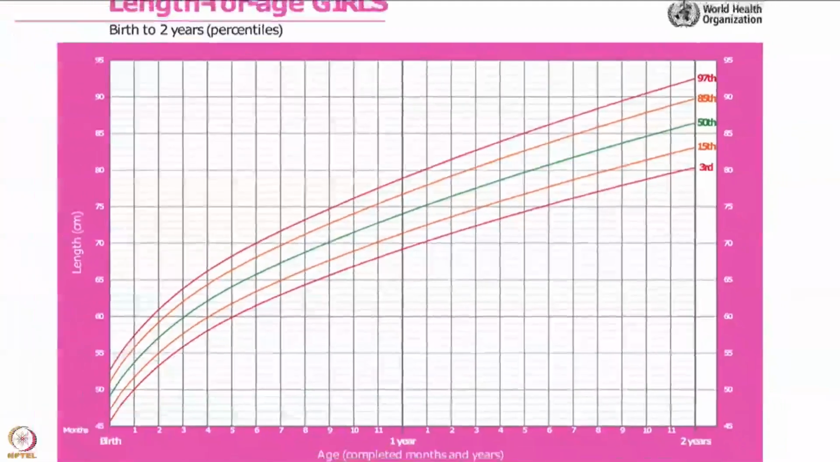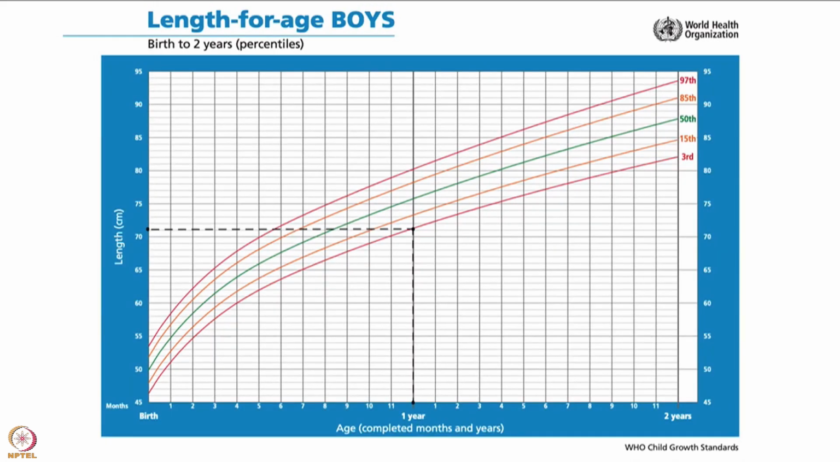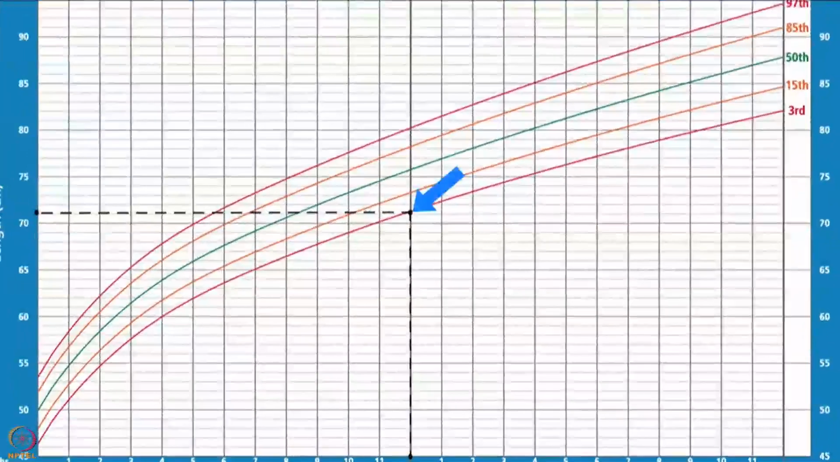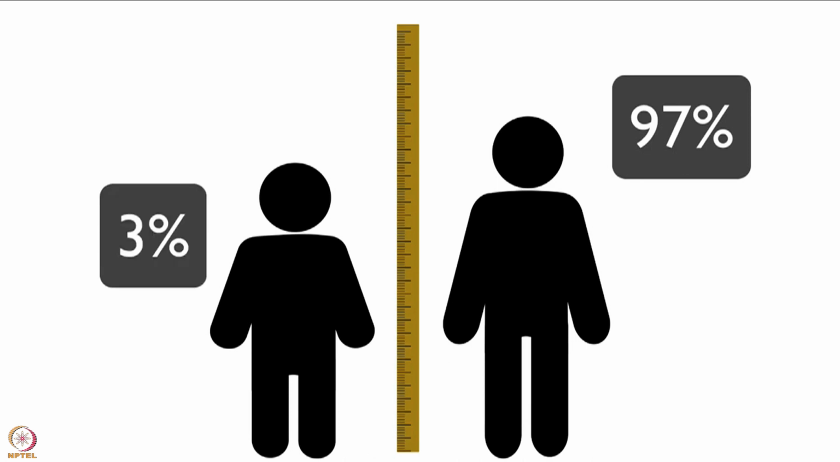These percentiles indicate the rank of the child's measurement. Let's understand each percentile line with specific examples. In this graph, Madhav's length is plotted on the 3rd percentile line. It means that 97% of children of his age are taller than him. Only 3% of children of his age are shorter than him.